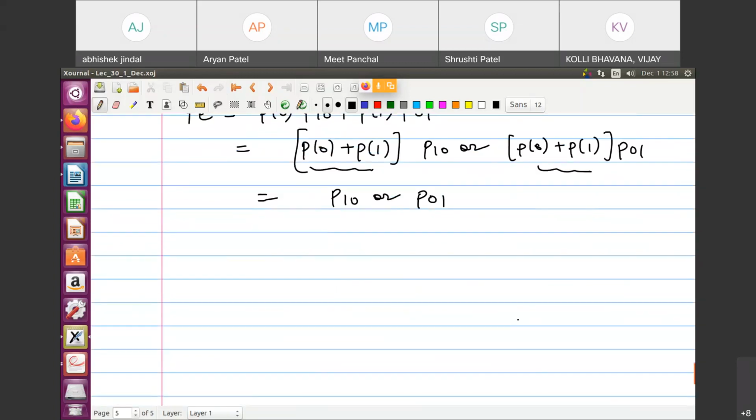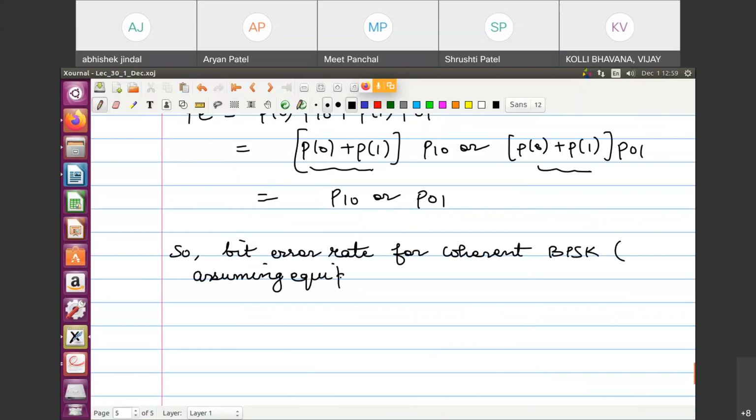So you can write now that the bit error rate for coherent BPSK, assuming equiprobable symbols. So this is important to mention because everything will change if they are not equiprobable. Because if they are not equiprobable, then the minimum distance decoder itself is not optimal. So you have to resort to the MAP rule.